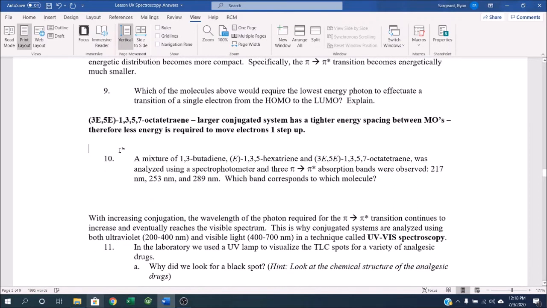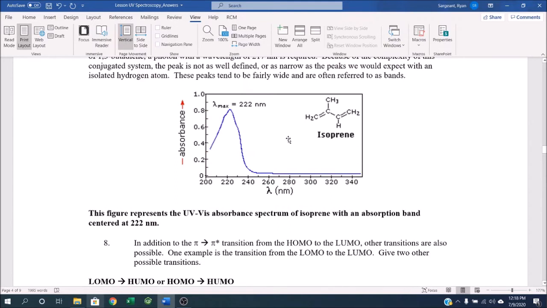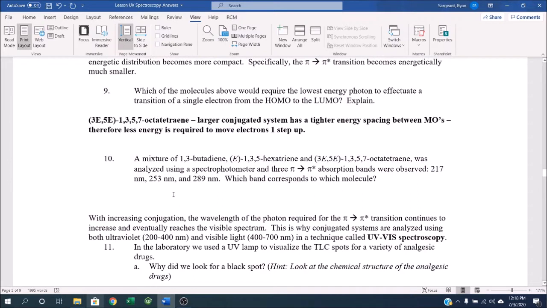So now let's think about this. We have a mixture of the three compounds. So we just put all three of them inside of the same container. And what our diagram would look like is, now that we have three different compounds in there, you're going to have three different max values. Right? You'll see these three different maximums. It says that one of the maximums was at 217 nanometers, one was at 253, and one was at 289. Well, based on the answer to question number 9 here, a larger conjugated system has a tighter energy spacing, and therefore less energy is required.